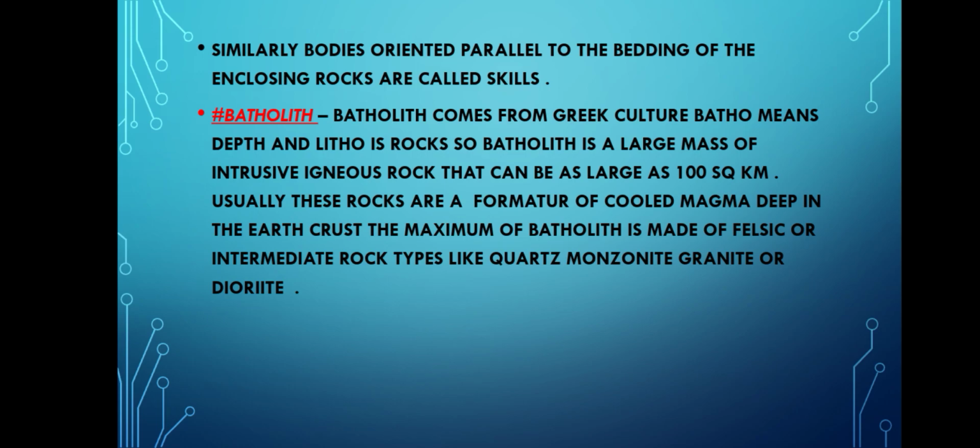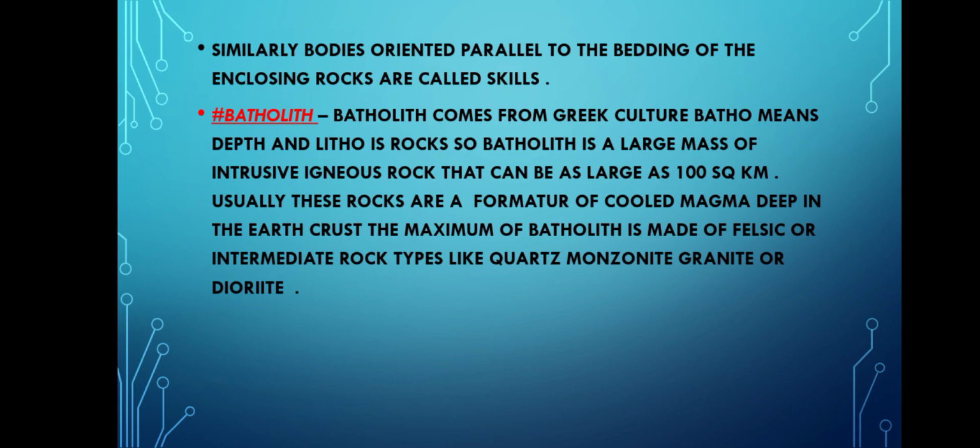Next point, similarly, bodies oriented parallel to the bedding of the enclosing rock are called sill. Now, batholiths. Batholiths come from Greek culture. Batho means depth and litho is rocks. So batholith is a large mass of intrusive igneous rock that can be as large as 100 square kilometer.